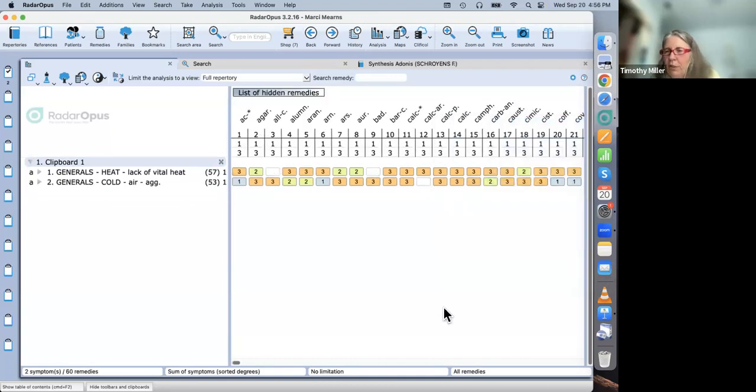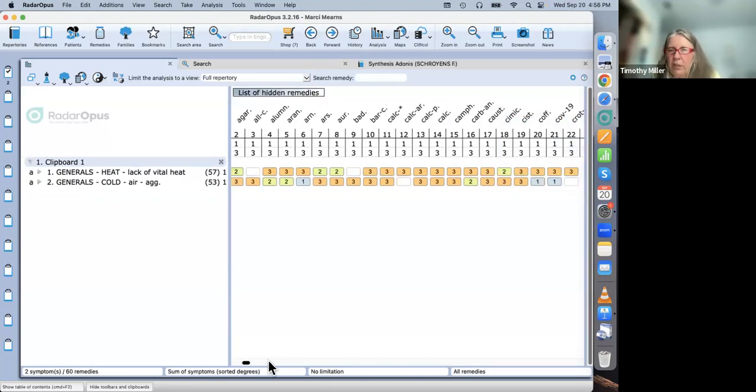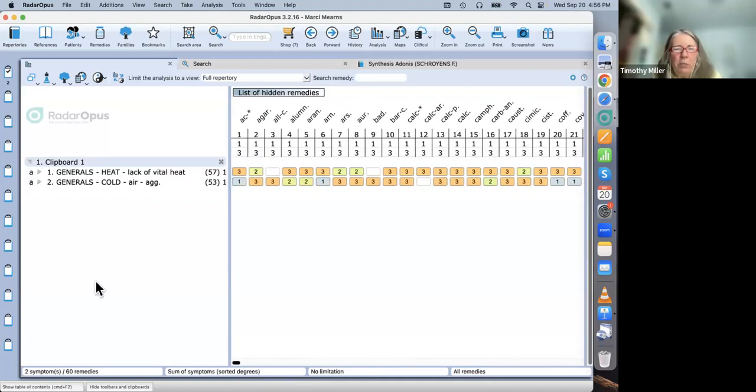There's lots of other cool things you can do with that contextual menu there. But for now, we've created our chilly remedies for the purpose of this exercise. Now, let's just do something else a little cool. So we said we had 60 remedies.